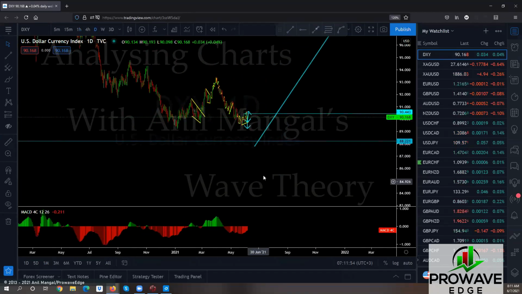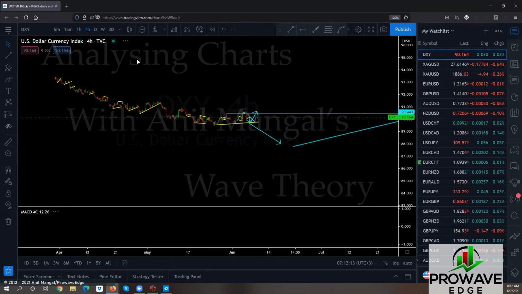I think now we can clearly assume we're making a correction there. That's not difficult to do. We're making a correction, and the only question is: is that correction over? If that correction is over, we can expect this thing to probably get to the bottom by the end of this week, right? If it is not over, then we will stay in that consolidation for a while.